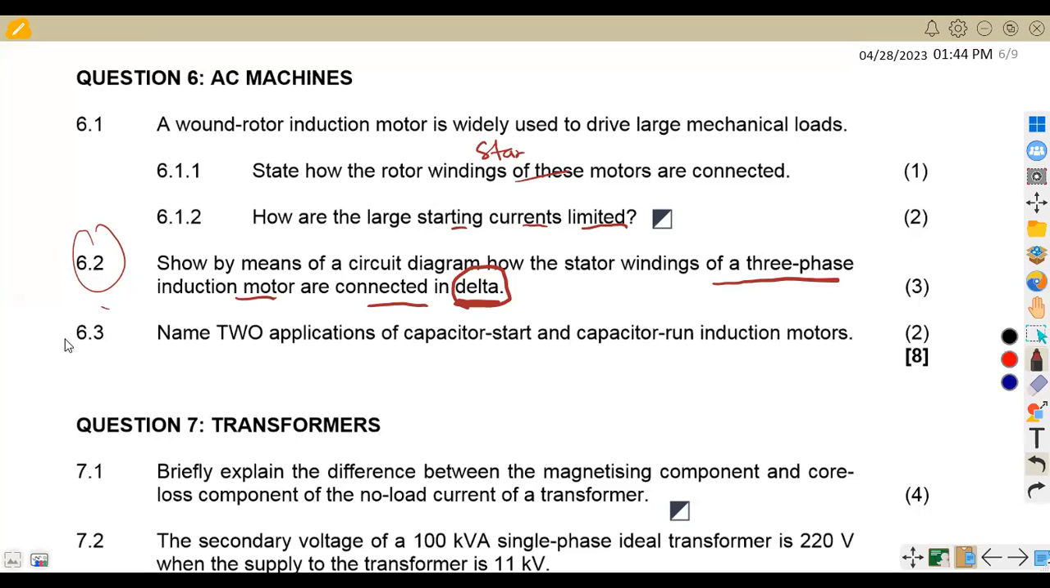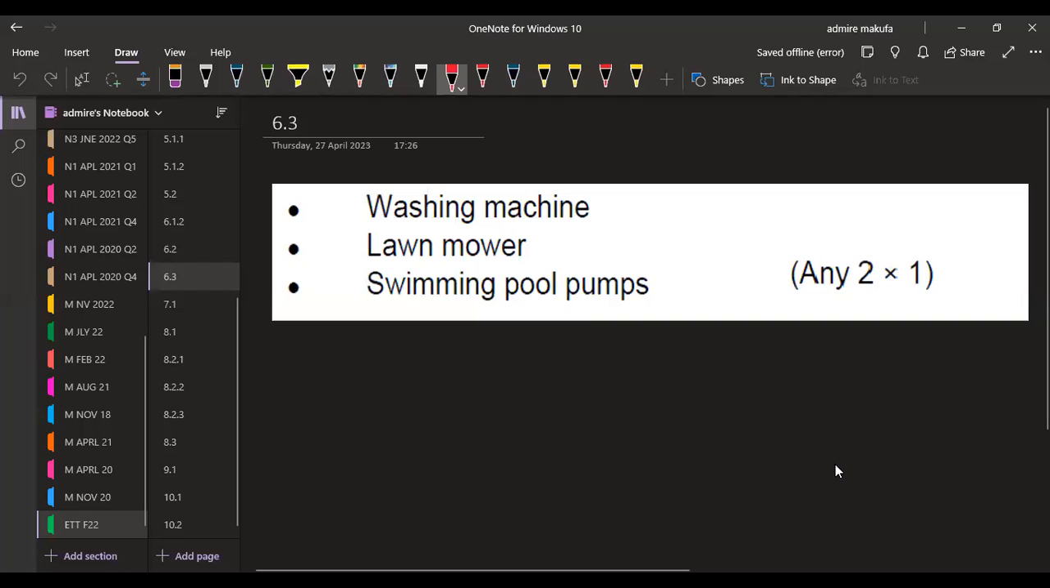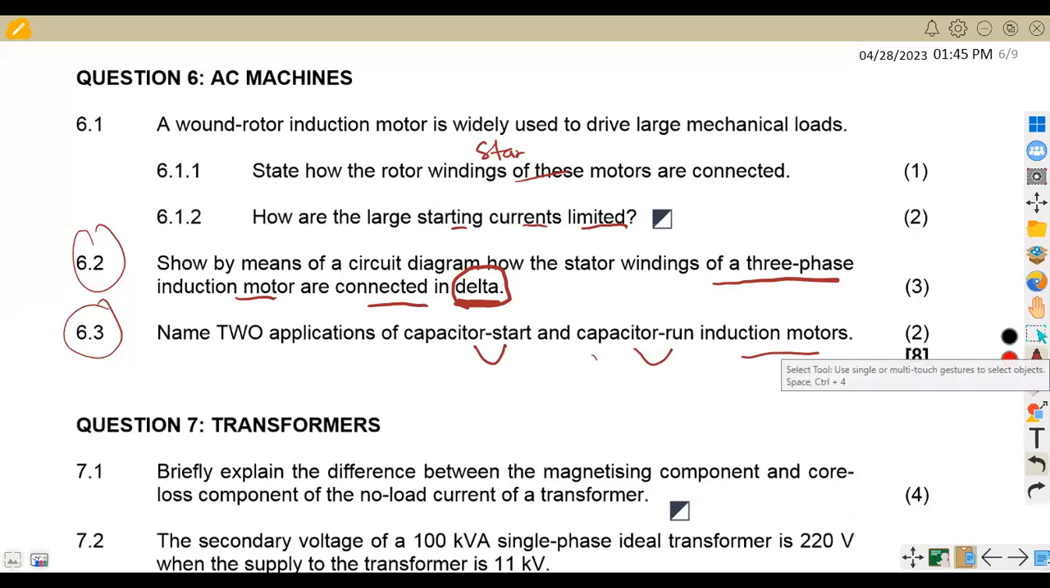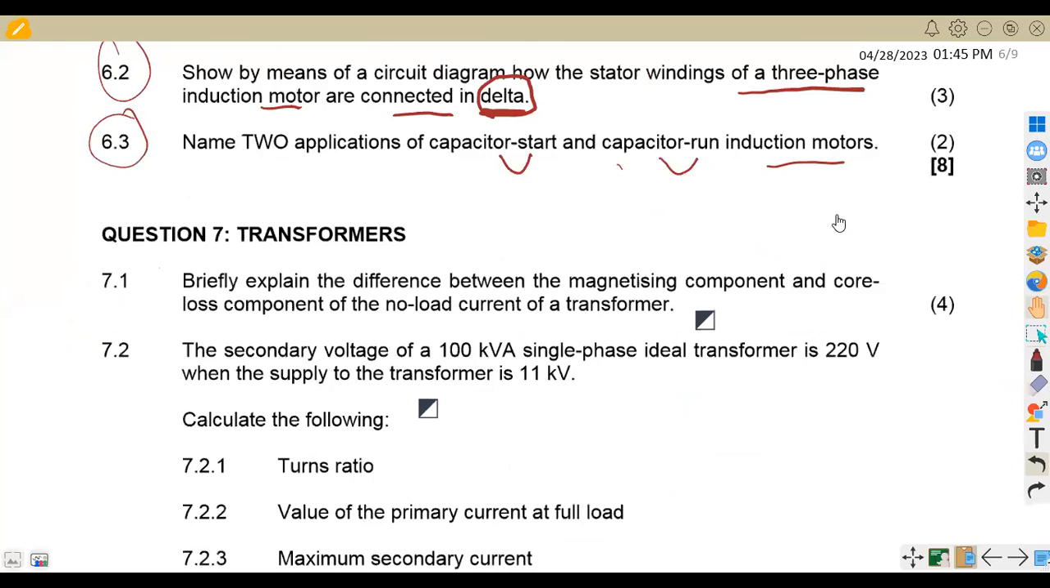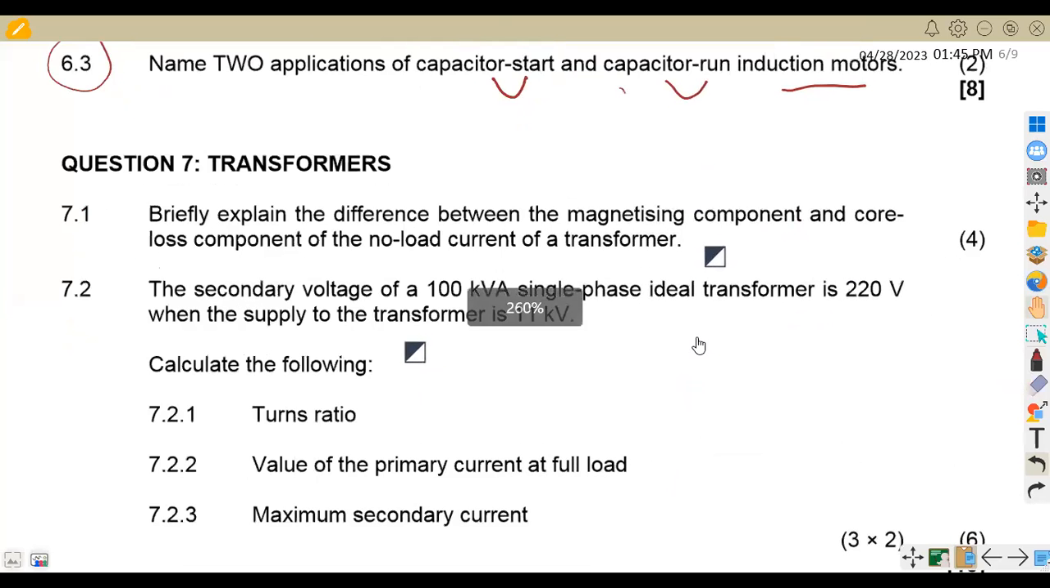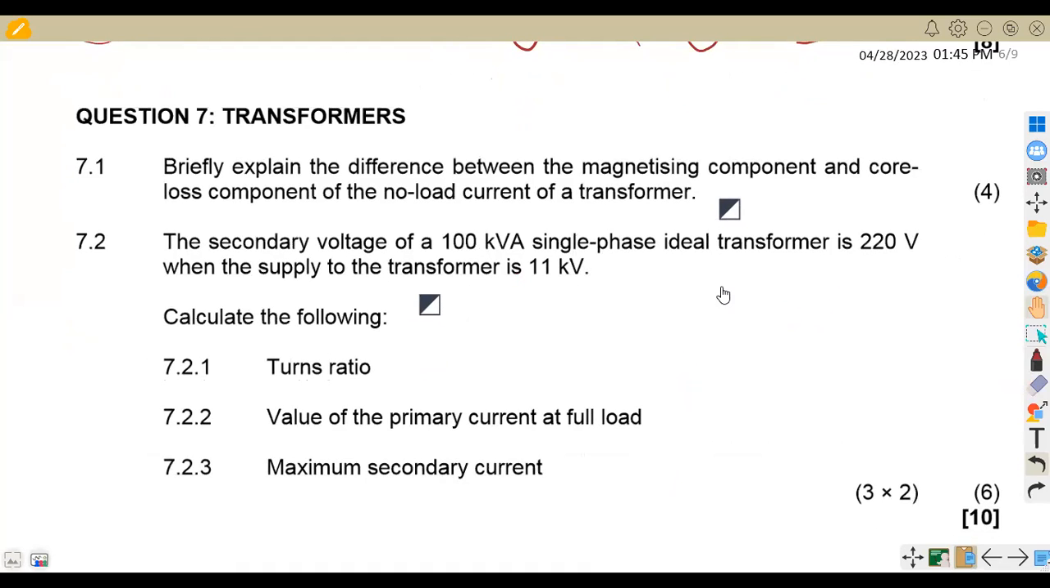On 6.3, we are asked to name 2 applications of capacitor start and capacitor run induction motors. Also, this one, I talked about it previously. We've got washing machines, lawn mowers, swimming pool pumps. These can be applications, so many applications that we can have. So we just have to list any 2 from the given, or if we have any other applications, let us also list them so that it can be of advantage to others in revisions. Next time we can list those in other questions which follow.